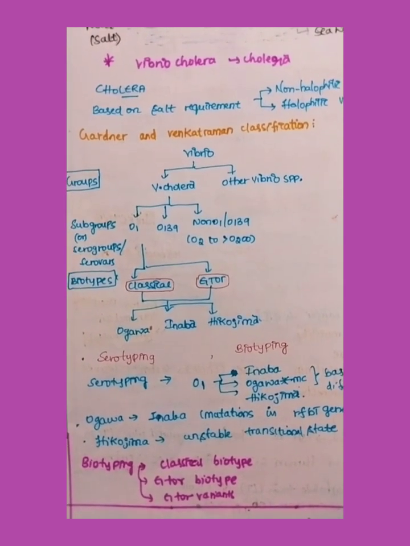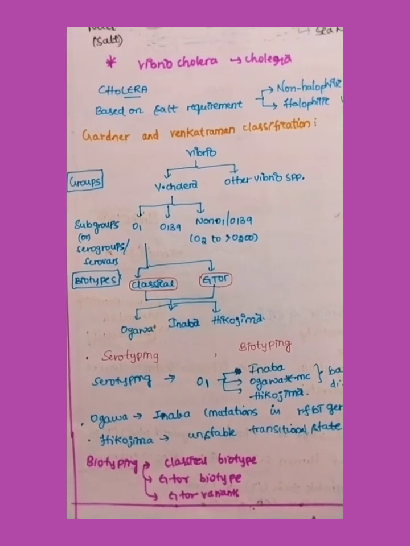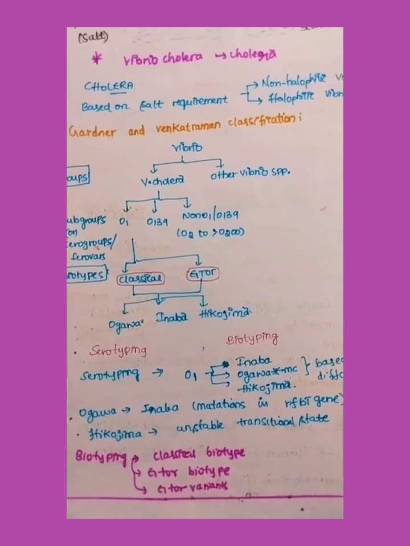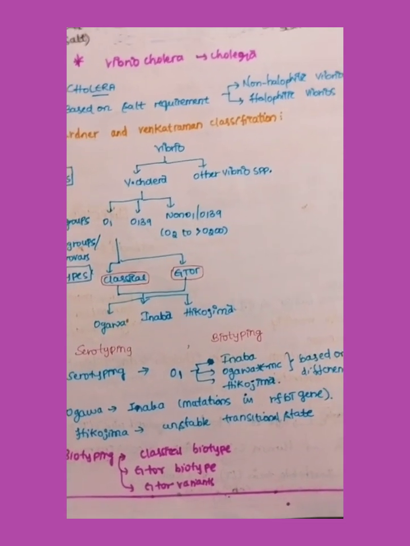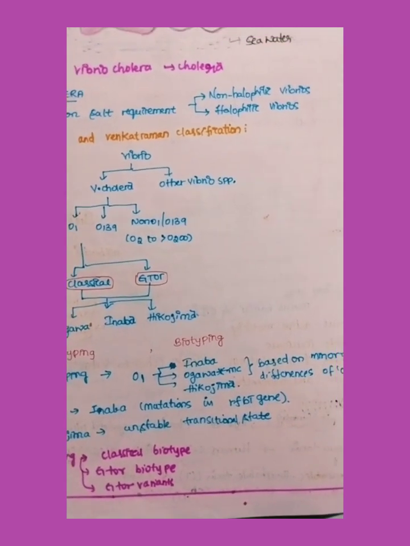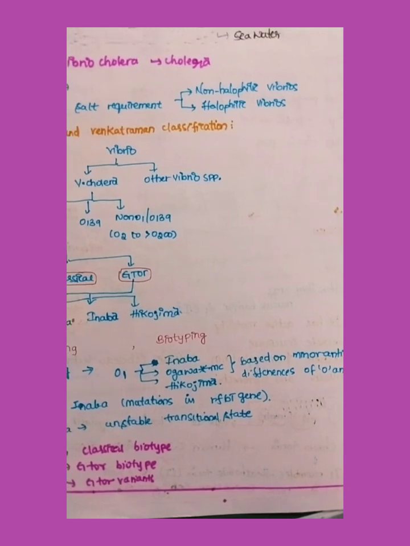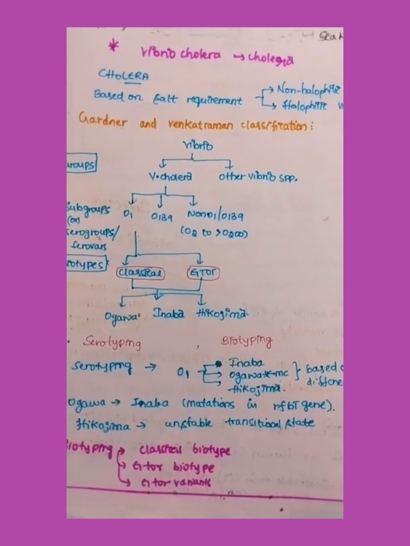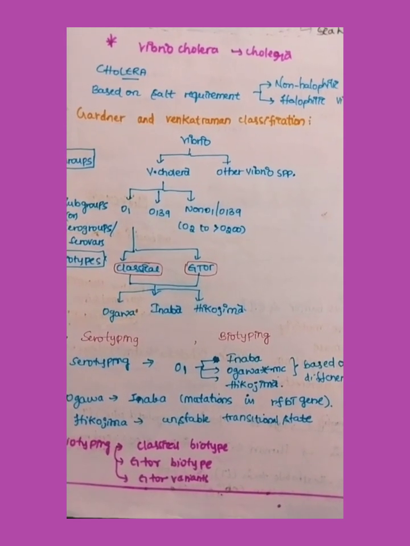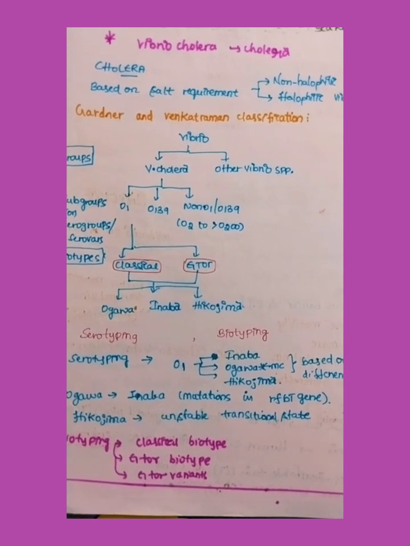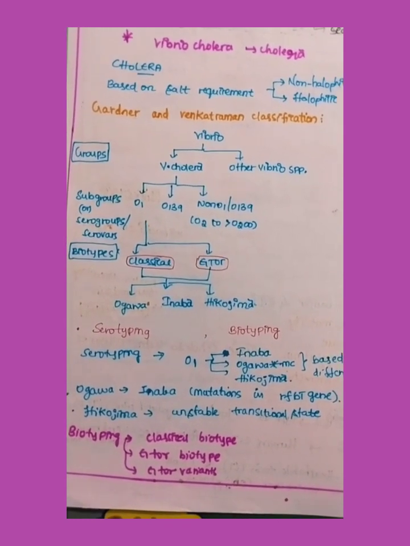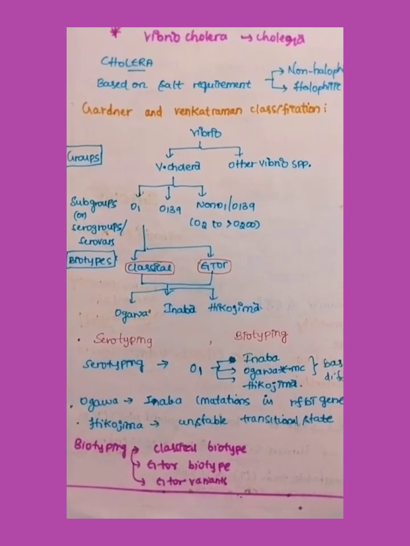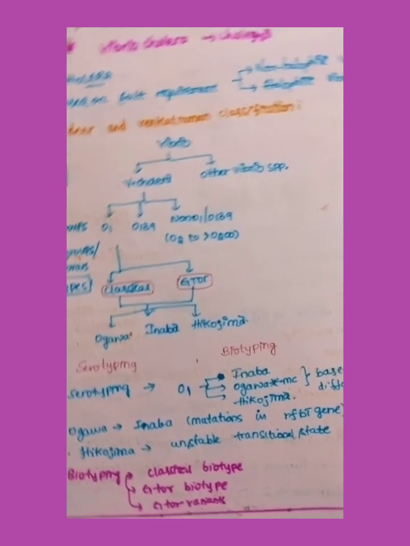Coming to serotyping and biotyping. The O1 serogroup is divided into Inaba, Ogawa and Hikojima. Ogawa is most common. They are classified based on minor differences in the antigens of the O antigen. Ogawa may convert into Inaba serotype when there is a mutation in the rfbT gene. Hikojima is an unstable transitional state. Coming to biotyping, there are the classical biotype, the El Tor biotype, and El Tor variants.